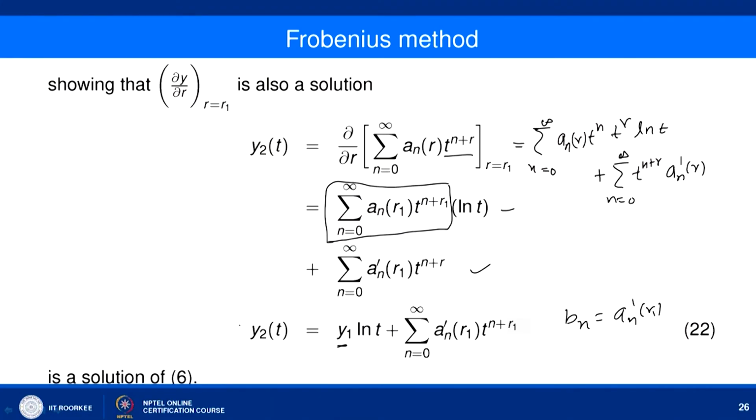So here we have seen that if one solution is given by y1(t), then another solution is given by y2(t) as ∂y/∂r at r equal to r1, and it has this expression: y2(t) equal to y1 ln t plus the sum n equal to 0 to infinity of an'(r1) t^(n+r). As claimed, this has the form which we have already claimed. The only thing is that bn is now replaced by an'(r).